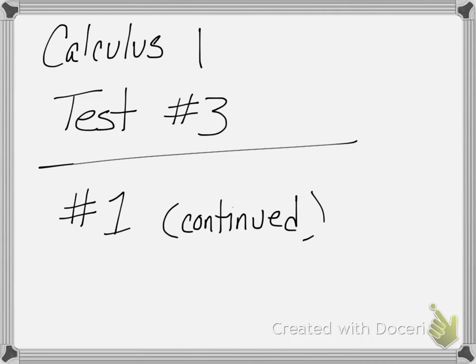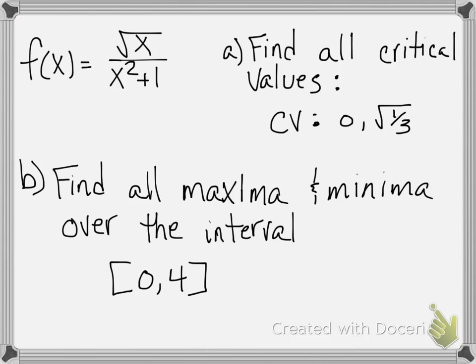All right, here's the second part of the first problem from our third test in Cal 1. If you remember, we were given the equation f of x equals the square root of x over x squared plus 1. And the first thing that it asked us to do was to find all the critical values for that function. And in the previous video, we went through and found that the critical values were 0 and the square root of 1/3. So now we need to find all maxima and minima over the interval from 0 to 4.